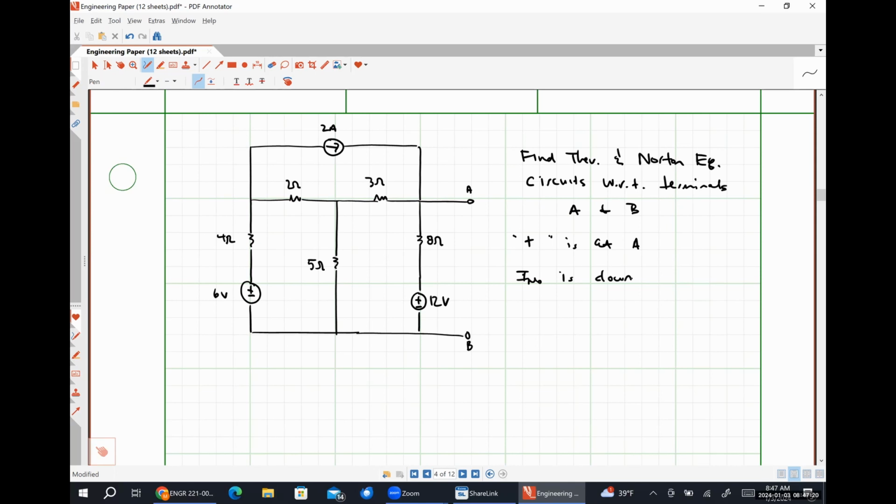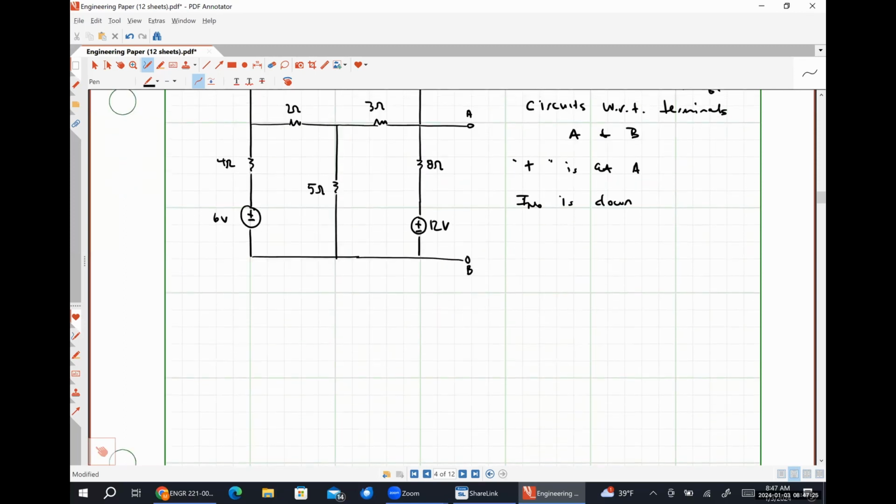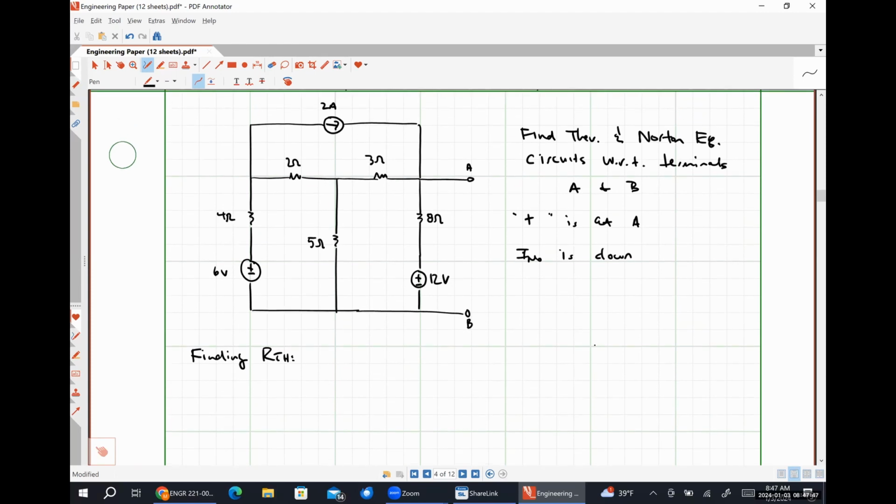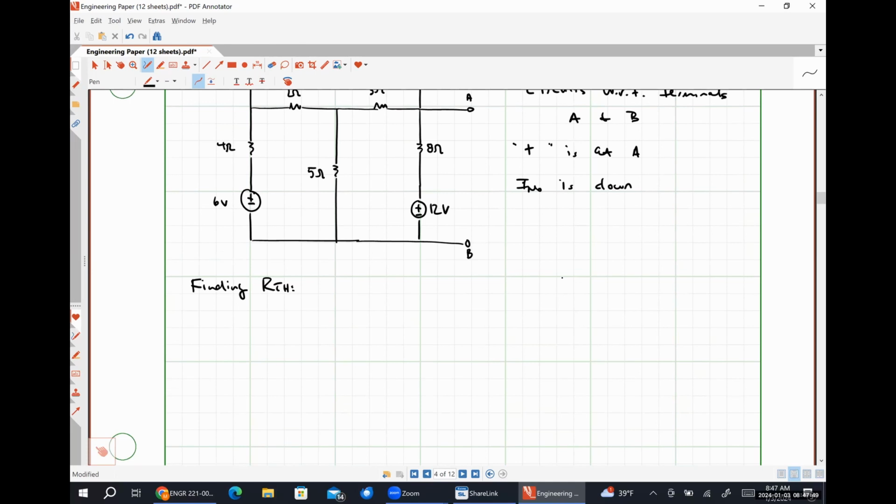Resistance is probably going to be the easiest thing. Sure, let's solve for it. Okay. So finding our Thevenin equivalent resistance, we need to be looking into a dead network, which means we turn off all of our independent sources. So my 2 amp source is going to be open circuited. My 6-volt source is going to be short circuited.